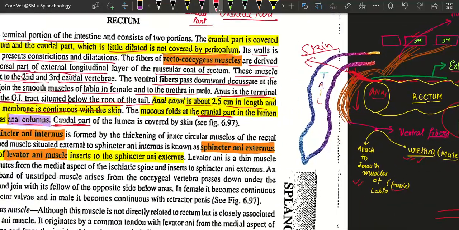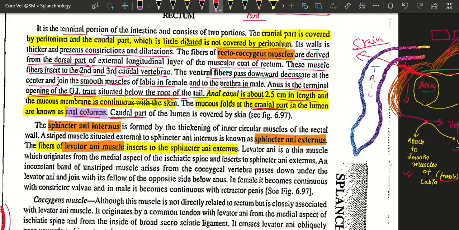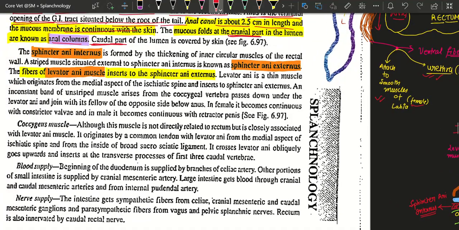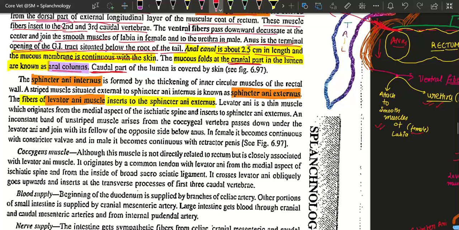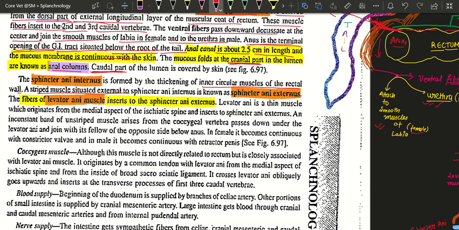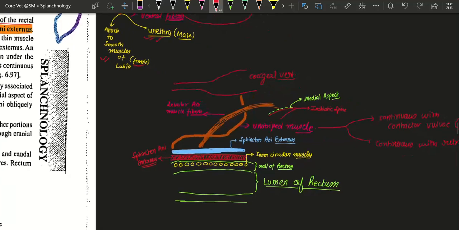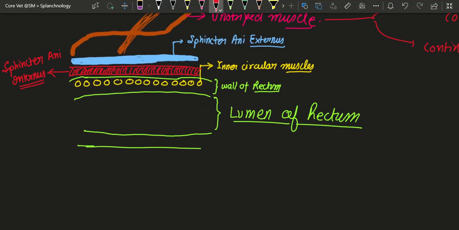Okay. Now discussing the sphincter ani internus and externus. The sphincter ani internus is formed by the thickening of the inner circular muscle of the rectal wall, and the striped muscle situated external to that internus is known as the externus. So see, this is the lumen of the rectum, correct, and this is the wall of the rectum.